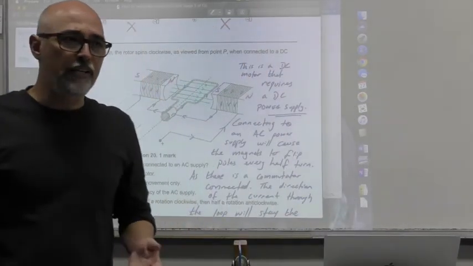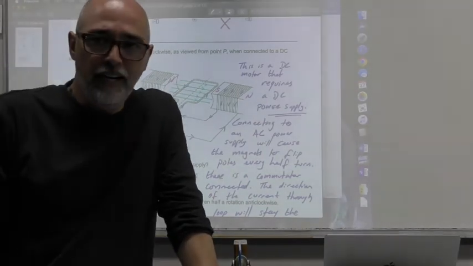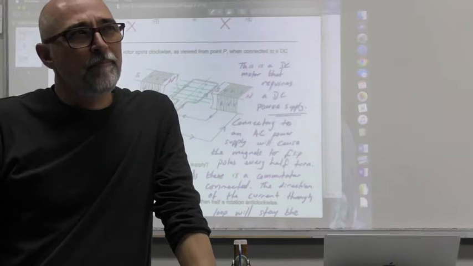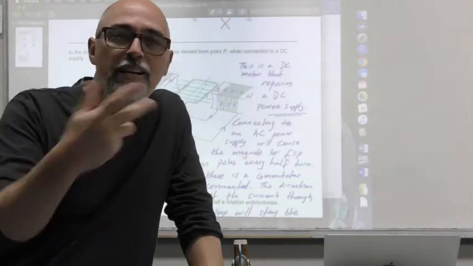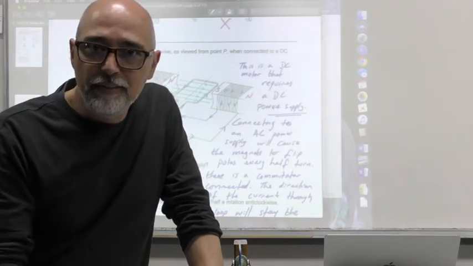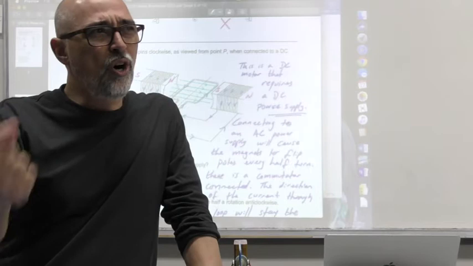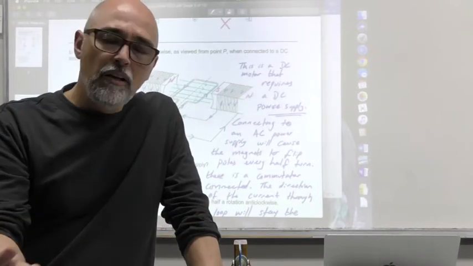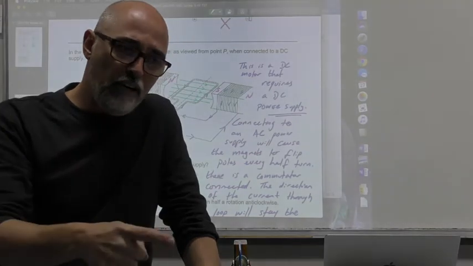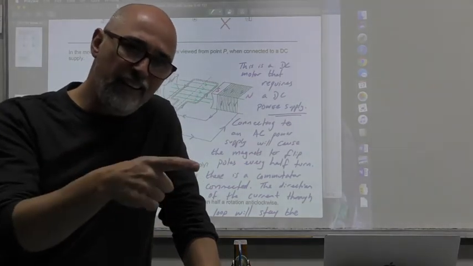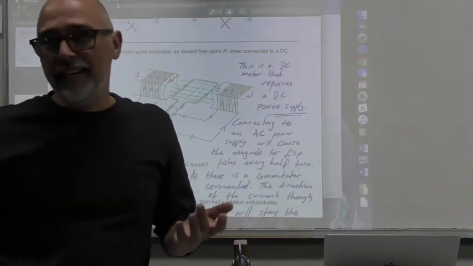Well, what does the commutator do? It changes the direction through the loop every half turn. You say, but it's already changing, right? Once you flick to AC current, it's already changing every half cycle through the loop. So chucking a commutator in there, what does that do? It's changing every half, but then the commutator kind of changes it back. So what does that actually mean?